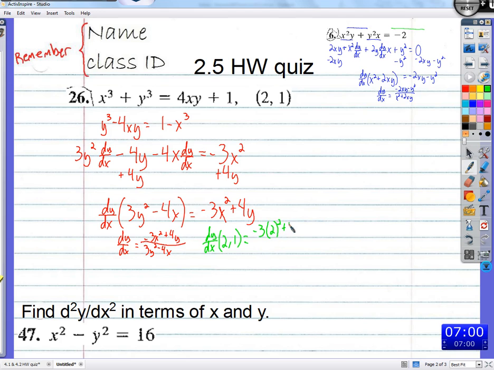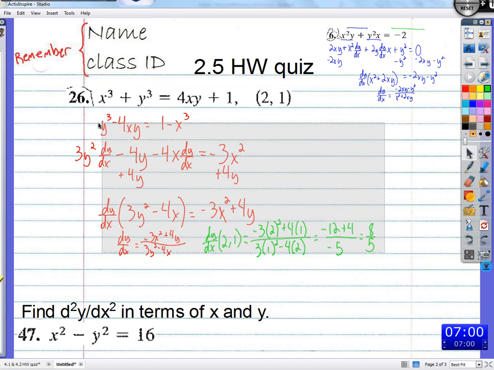So 2 squared plus 4 times 1 over 3 times 1 squared minus 4 times 2. So we get negative 12 plus 4 over 3 minus 8, negative 5. So we get negative 8 over negative 5, so 8 over 5. Beautiful.